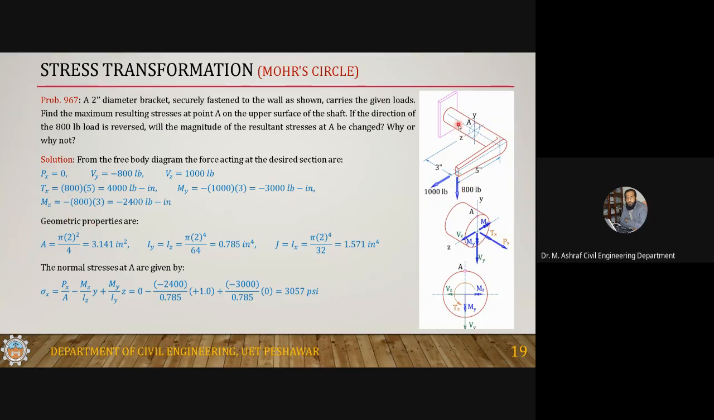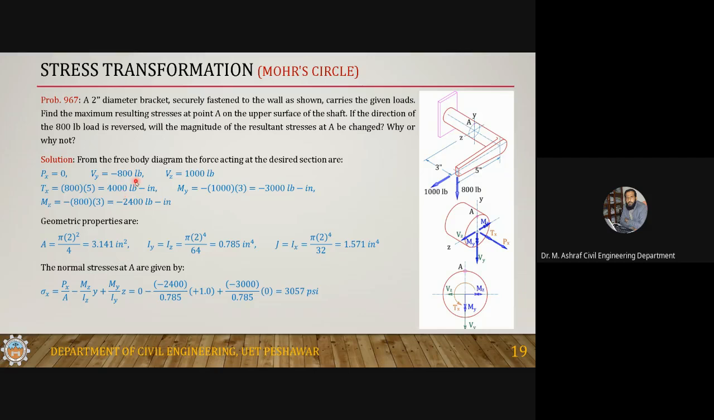This 800 pound load is also bending this member, causing bending moment about the z-axis. So 800 into 3, and this is also according to the sign convention. This load is causing tension in the top fiber and compression in the bottom fiber. If you press your fingers on the compression face, your thumb will point in the negative z direction, so Mz is also negative. So you got the forces.